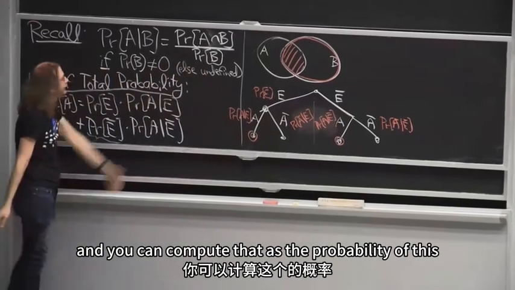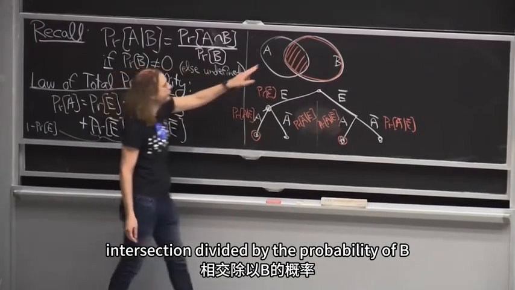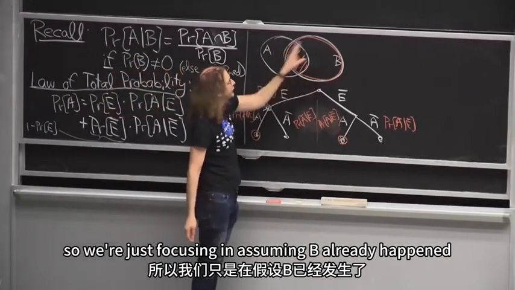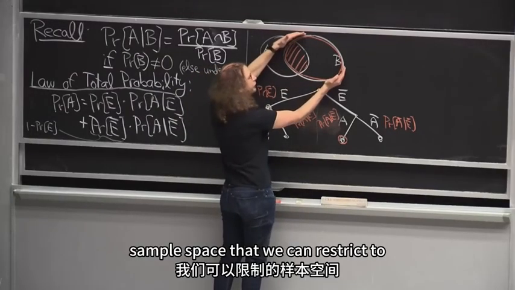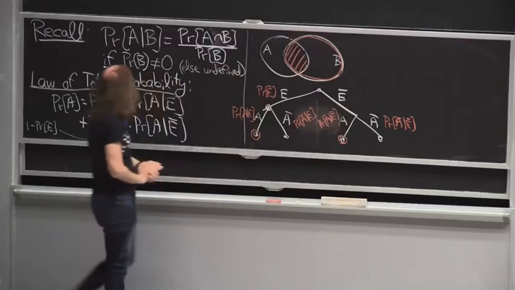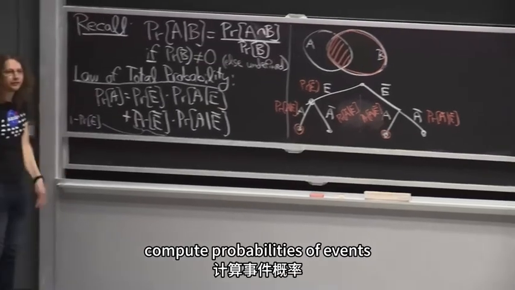You can compute that as the probability of the intersection divided by the probability of B. So we're just focusing in, assuming B already happened, so that becomes our entire sample space that we restrict to. Okay, and then we can use that, for example, to compute probabilities of events.